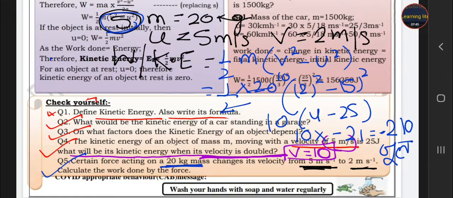So students, numericals are very important in this chapter. You have to practice numericals a lot so that you can score good marks in your exam.